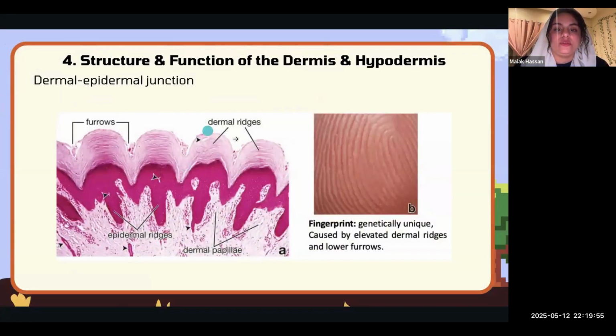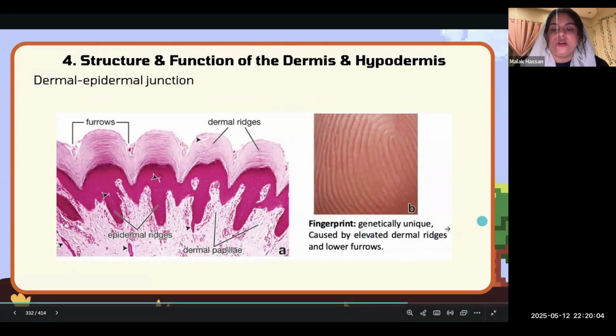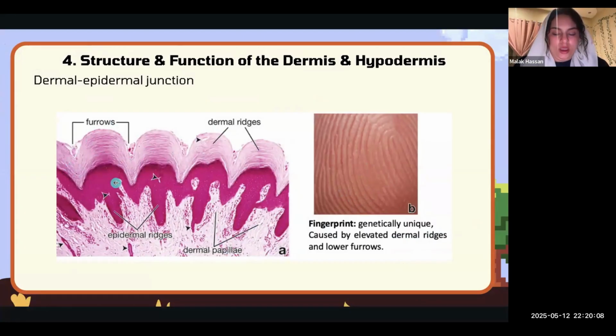So this is the dermal ridges. These are the furrows. These are the epidermal ridges, and these are the dermal papillae. And these are the fingerprints, like you guys know. They're caused by elevated dermal ridges and the lower furrows. Okay, so this is the dermal epidermal junction.